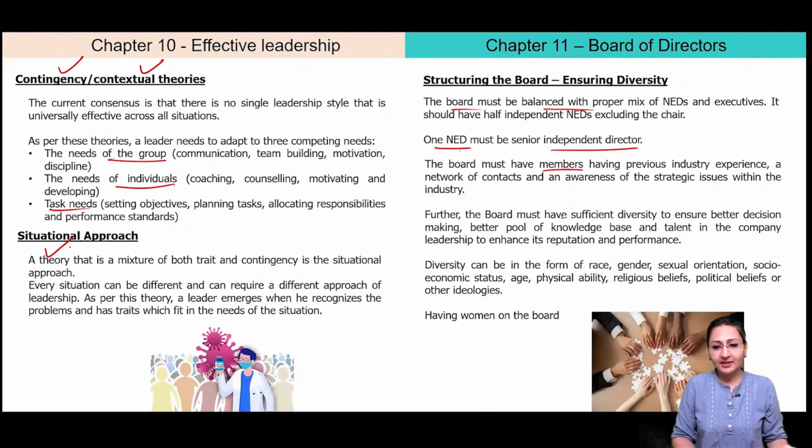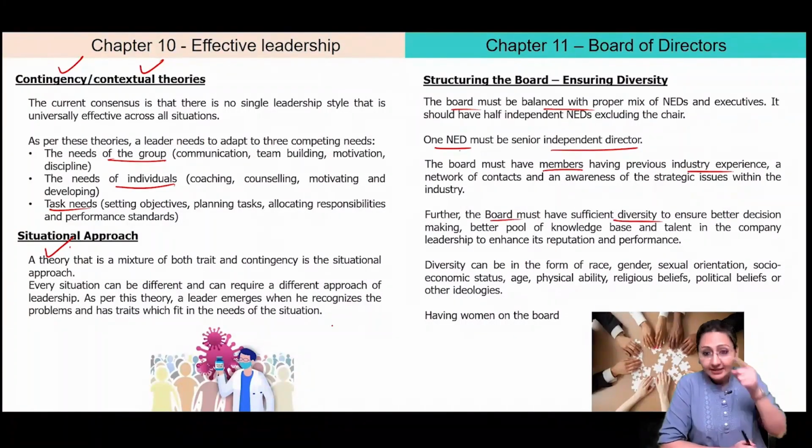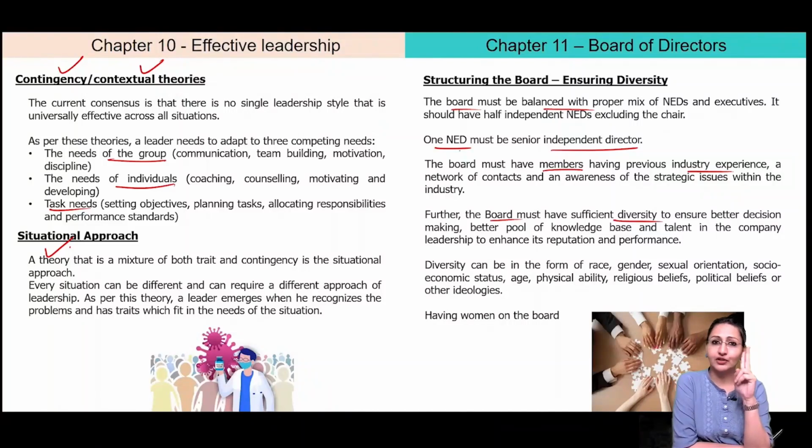Then the members must have knowledge from different industries. They should have a number of contacts with them. They should be aware of the industry, its requirements, and how businesses function in this industry. They should have that background in their minds. Then they should have diversity. This is the diversity which I was mentioning. Their background, industry knowledge. Do not take everybody having finance knowledge in the board. You should have someone who knows operations also.